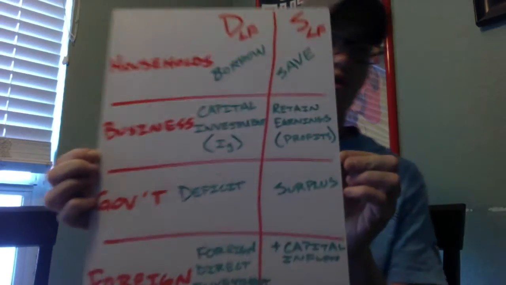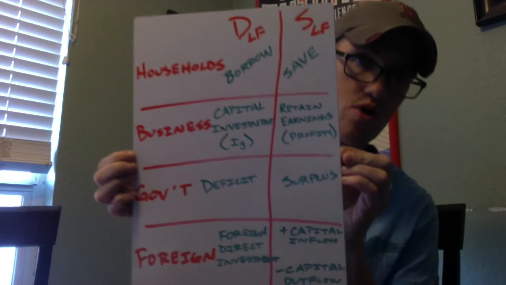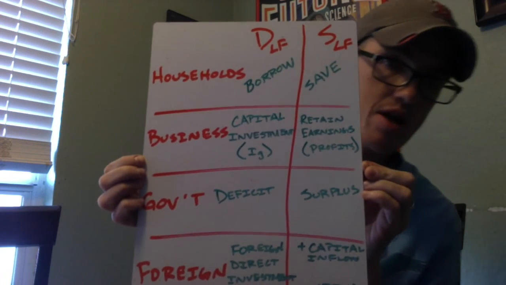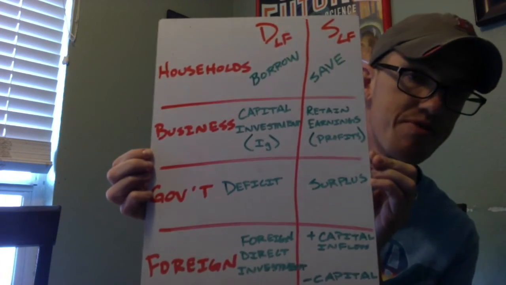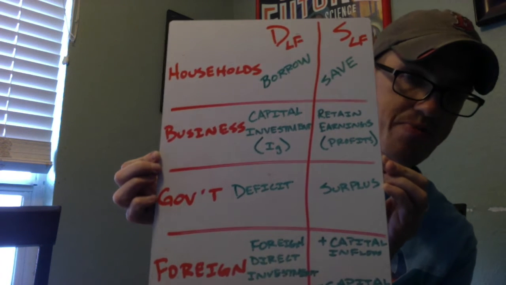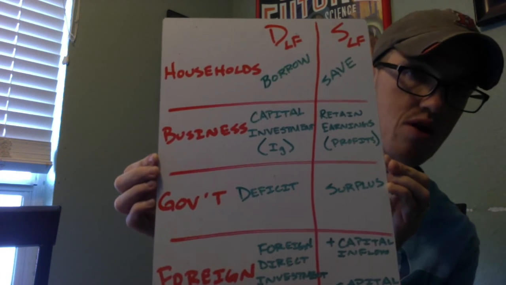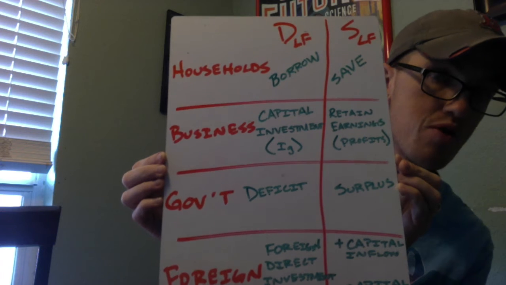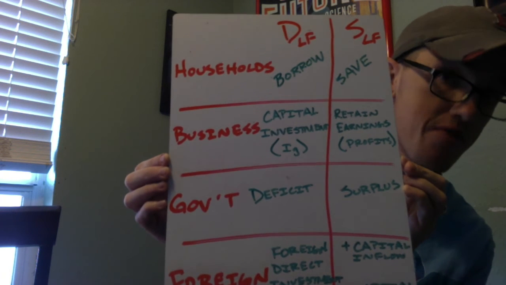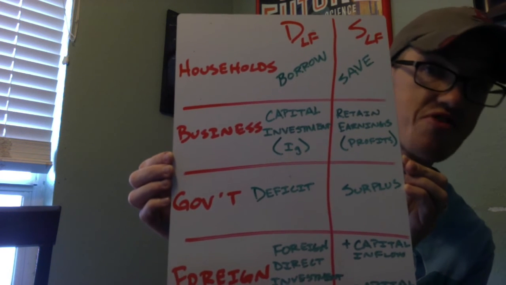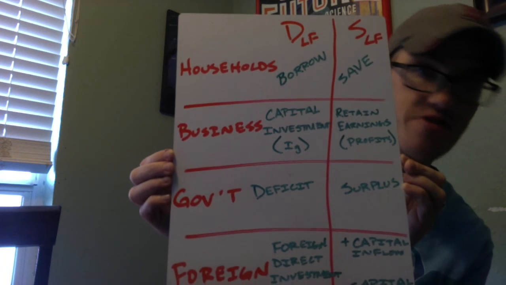On the back, we're going to add in what can cause these lines to move. So what influences the supply of loanable funds, or people's willingness to save, and demand, or their willingness to borrow. Again, we have four players that can interact here: households, businesses, the government, and the foreign sector interacting with banks. Households, when we borrow money, we are demanding loanable funds. When we save, we're supplying loanable funds.